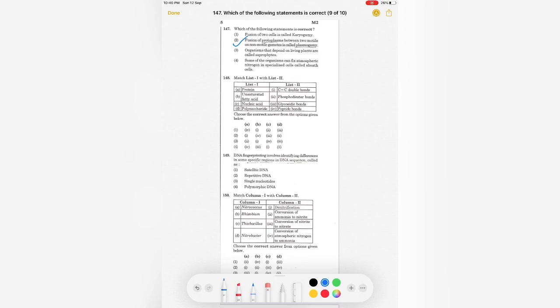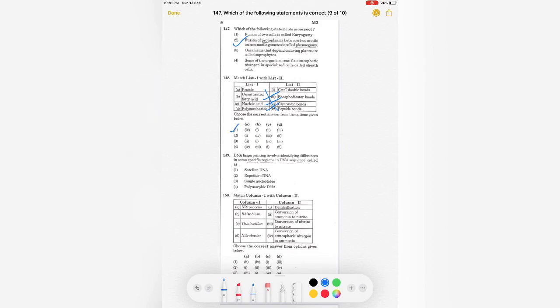Match list 1 with list 2. Proteins have peptide bonds. Unsaturated fatty acids have double bonds. In nucleic acids, nucleotides are bonded through phosphodiester linkage. In polysaccharides, monosaccharides are bonded through glycosidic bonds. Question number 148. The correct answer is option 1.